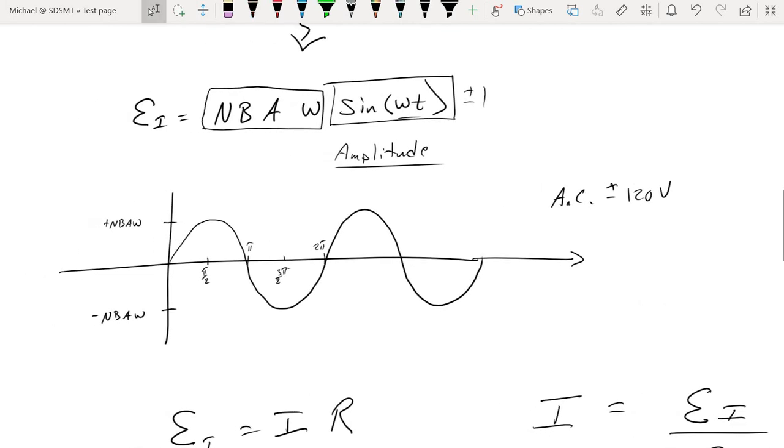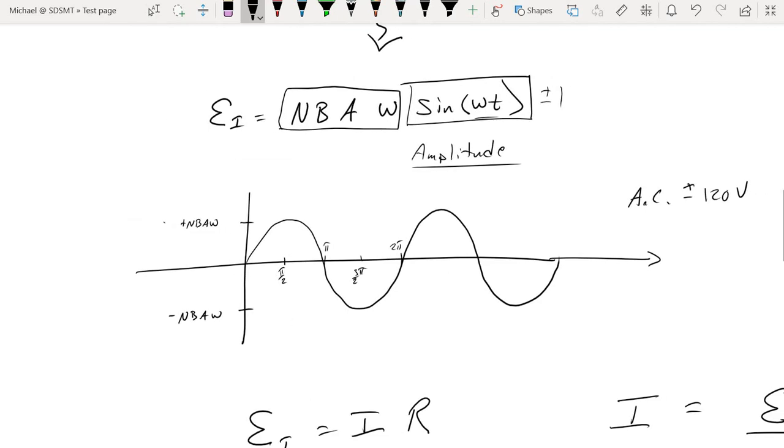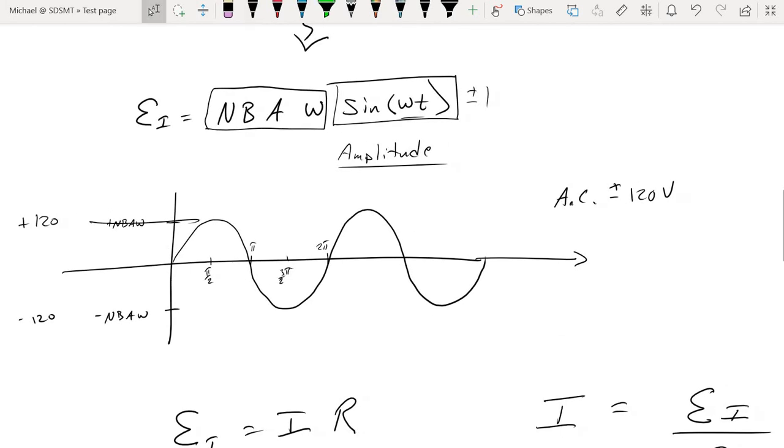So really, what's the true difference between the two? Because you're not just going from 0 to 120. You're going from 120 to negative 120 to positive 120. So you've actually got a difference of about 240 volts happening there.